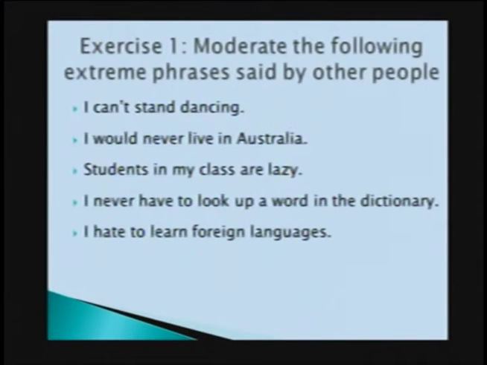Extreme phrases, right? So things that you shouldn't have said, and maybe people might misunderstand, and they might not sound nice or polite. Number one, I can't stand dancing. I can't stand is an expression we use to say that you don't like something at all. I can't stand. No soporto. Bailar. So this person doesn't like dancing at all. Number two, I would never live in Australia. What would people think if you say that? I would never live in Australia.